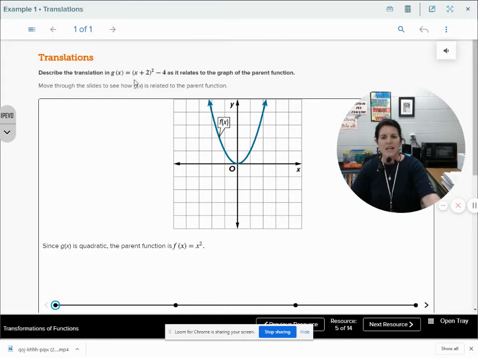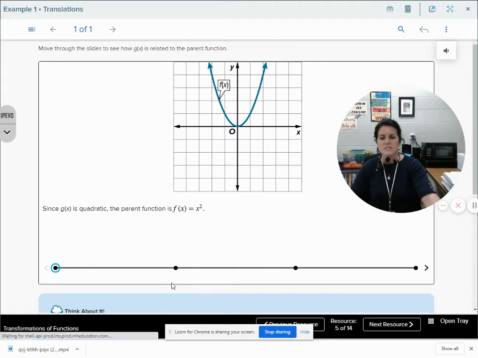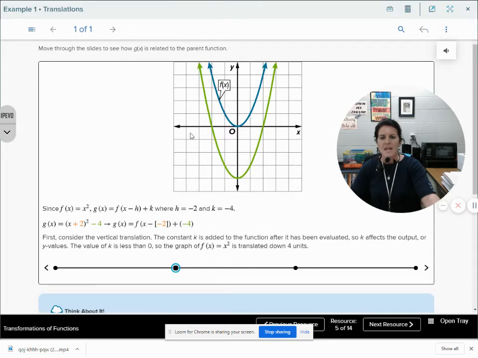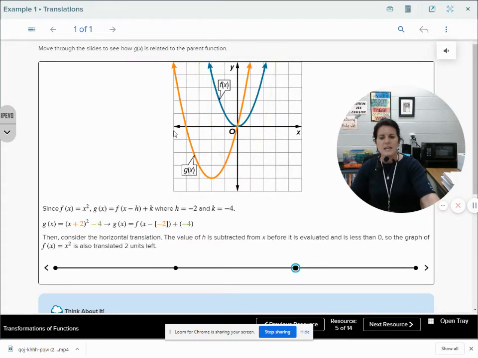So it's looking like this. We could plug in a negative 1. Negative 1 plus 2 is 1. 1 squared is 1. 1 take away 4 is negative 3. So when I plug in negative 1, I get out negative 3. And we can keep going. Just keep choosing some values and plugging them in. And eventually we're going to see that we get a graph that has been shifted down 4 units. 1, 2, 3, 4. Because of this minus 4. And then we need to look at the plus 2 on the inside, so it moves it to the left 2. If I add 2, it goes to the left 2.